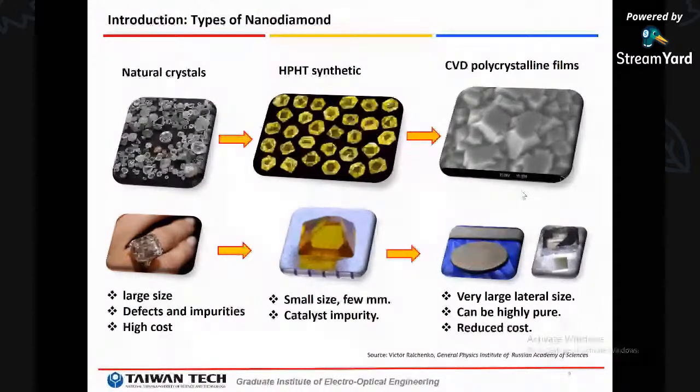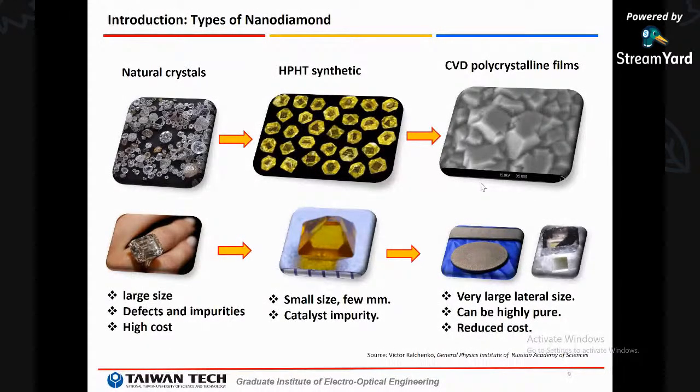Also, it will compete with the natural crystal for applications like photodetector or electron emission, because we can't use the natural crystal for every application because it's too expensive, right? So CVD diamonds also compete with the properties of natural diamond. That's why people, like me, a researcher, go for the polycrystalline diamond.